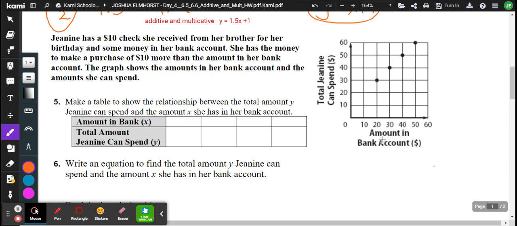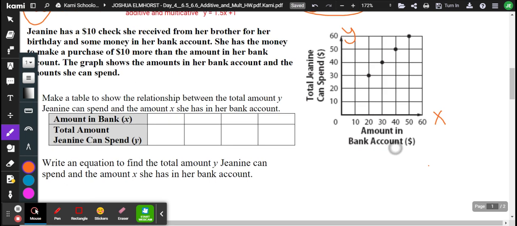Please label your graph x and y just as a quick habit. We have our x and our y, and then this is going to be independent, and the y is dependent. So we start down here.